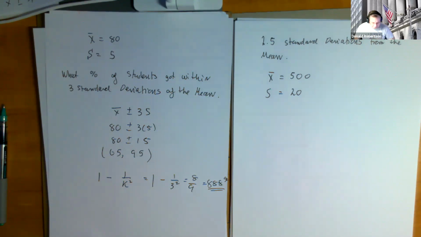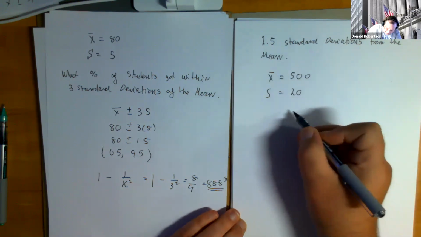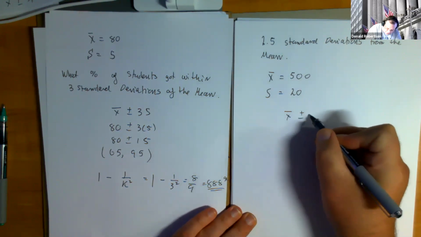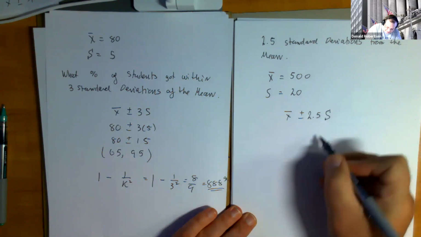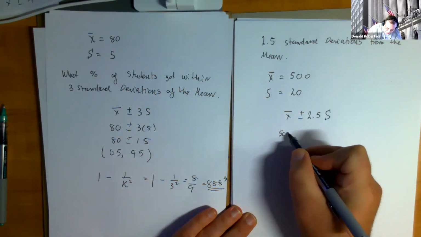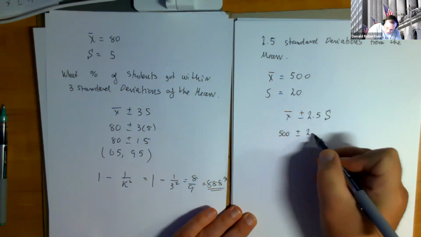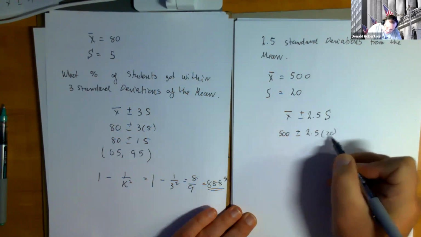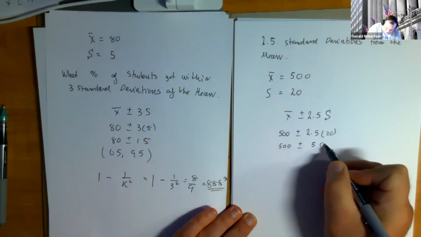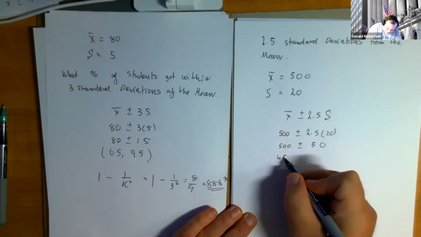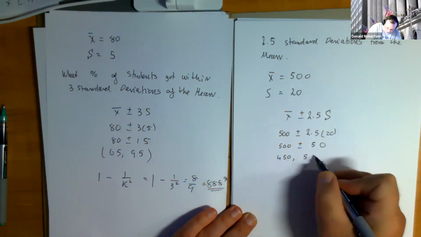Whatever. If you do 2.5 standard deviations, you are doing that guy. So you're doing 500, give or take, 2.5 times 20. So you're doing 500, give or take, 50. So that makes a range that looks like that.